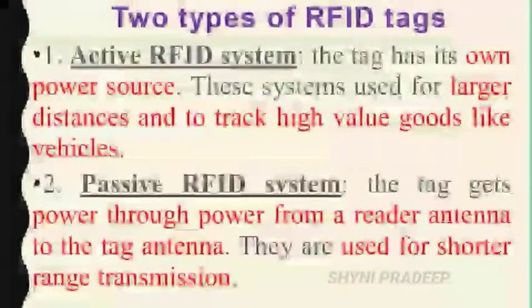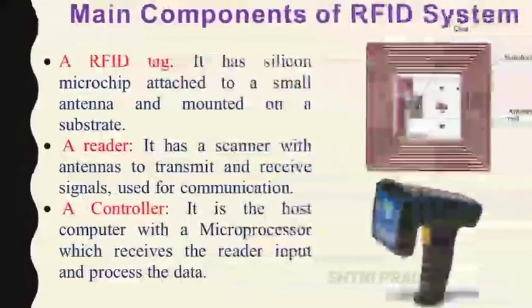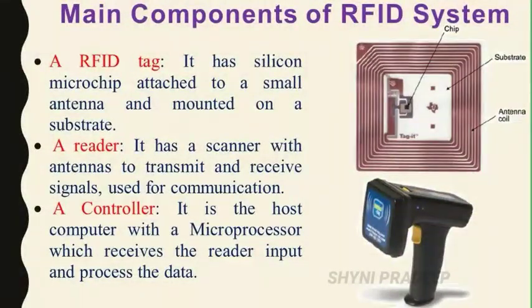Next, let us see about two types of RFID tags. The two types of RFID tags are active RFID system and passive RFID system. The active RFID system has its own power source. This system is used for larger distances and it is used to track high value goods like vehicles. And this passive RFID system gets power from a reader antenna to the tag antenna. This is used for shorter range transmission. The main components of an RFID system are an RFID tag, a reader, and a controller.